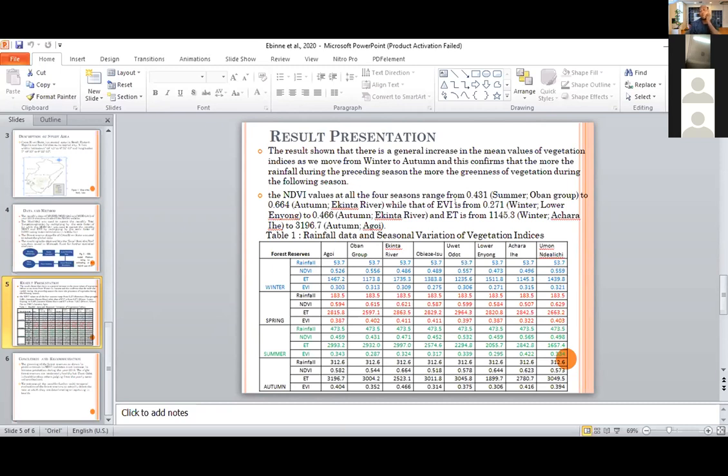You can observe through that table that for winter, the rainfall data was constant, about 5.37 millimeters all through the forest. You also observe that there is a variation in the NDVI values for all the forests. With this, you can have an indication of how the health of these forests is changing over time, as well as you move from one forest to the other. That's exactly what we did in this study.